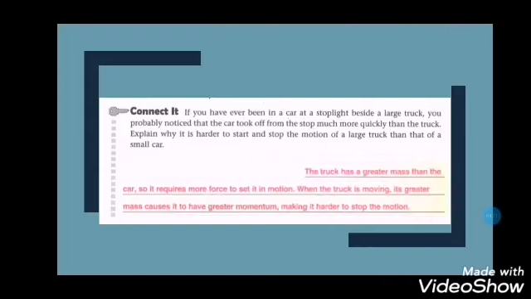One simple answer would be the truck has a greater mass than the car, so it requires more force to set it in motion. When the truck is moving, its greater mass causes it to have greater momentum, making it harder to stop the motion.